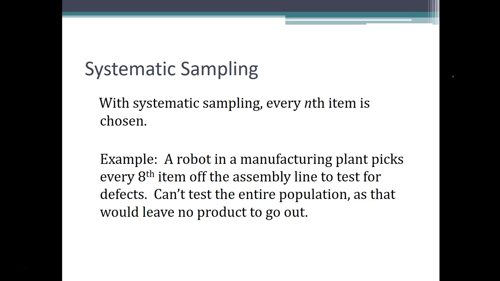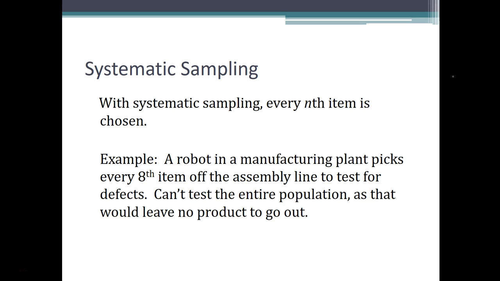Another type of sampling is systematic sampling. In systematic sampling, every nth item is chosen. An example might be a manufacturing plant, let's say it's Campbell's soup or something. I probably shouldn't use brands here, but whatever, soups.